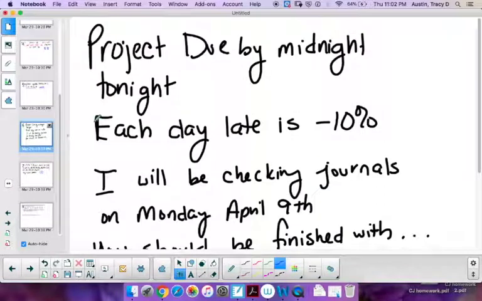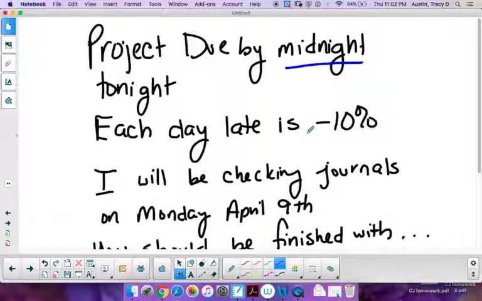So that being said, your project is due by midnight tonight. Every day that you turn it in late is minus 10%, and I'm not taking excuses as far as I thought I sent it, it didn't go through. I'm not taking excuses on this. You have email, and you have Remind, and you have Canvas. And if you're worried that it didn't go through, then don't wait until midnight and then send me a message and ask, did I get it? Send it at like 10 o'clock and then send me a message, did it come through? Okay, so no excuses. Every day late is 10% off.